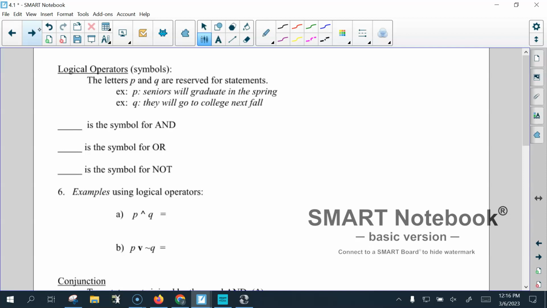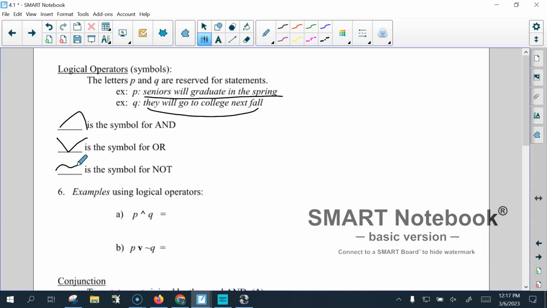All right, so for example, P represents, it's a representation, it's an abbreviation, we're doing code. P represents seniors will graduate in the spring. That's going to be a substitute. We're using just P for the entire statement. And then Q will be they will go to college next fall. Okay? Now, we talk about symbols and abbreviating. We use this tent-like thing, the caret symbol from your calculator, for an and. We use a big old V for or. And then we use the tilde for not.